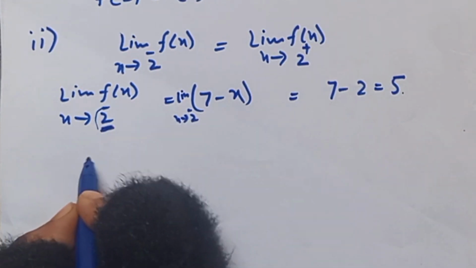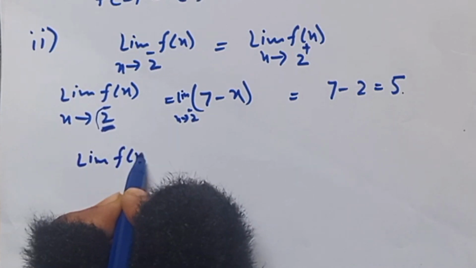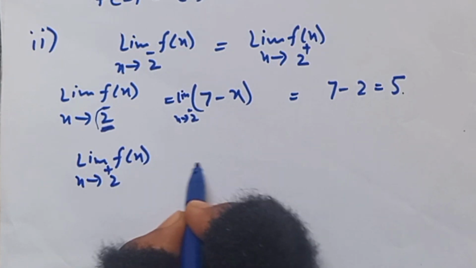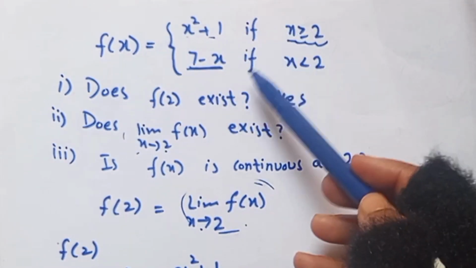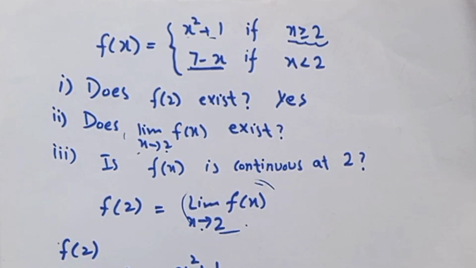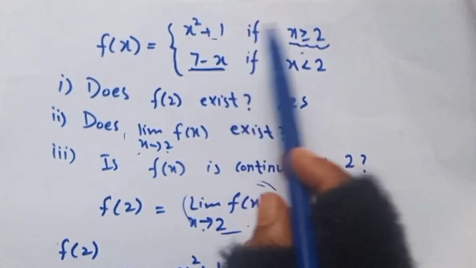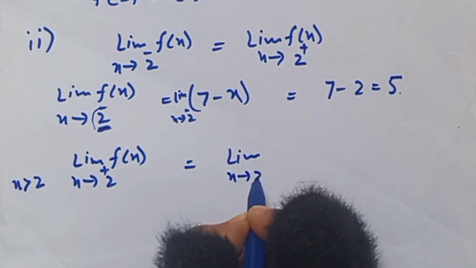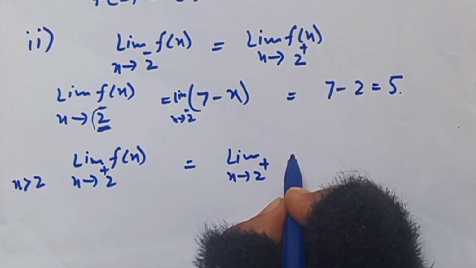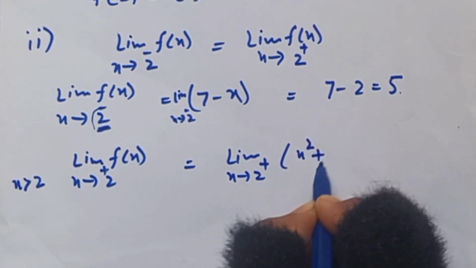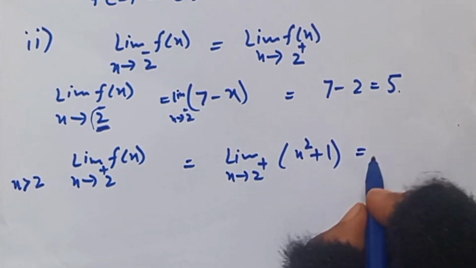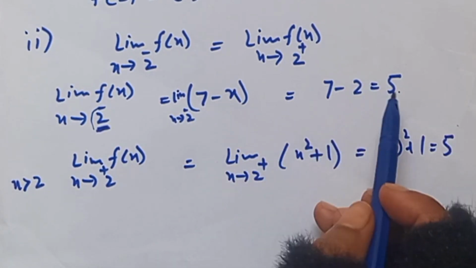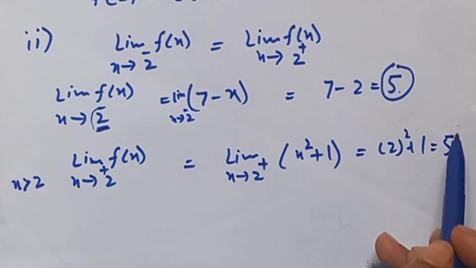Now we find the right hand limit of f of x as x approaches 2. From the right hand side we use the symbol plus, and we have two functions. Which function do we choose? The one in which x is greater than 2. So that is why we choose the first function, x square plus 1. So we replace x by 2, so it becomes 2 square plus 1, and this is equal to 5. So the answer of the left hand limit is 5, and the answer of the right hand limit is 5.